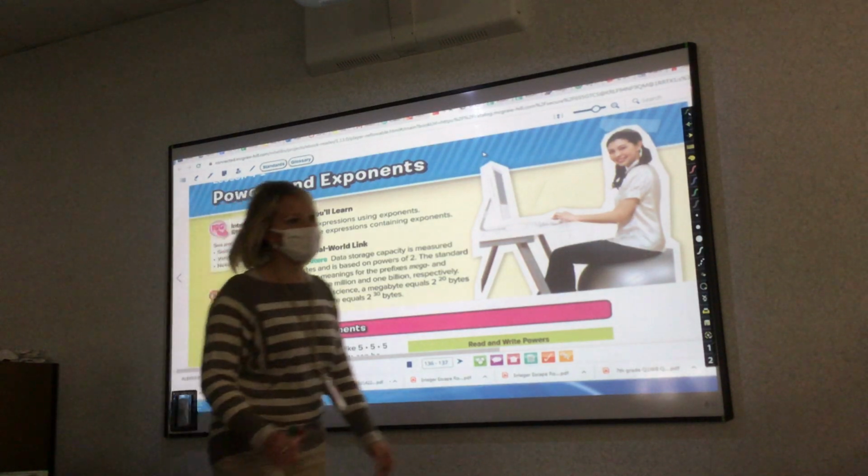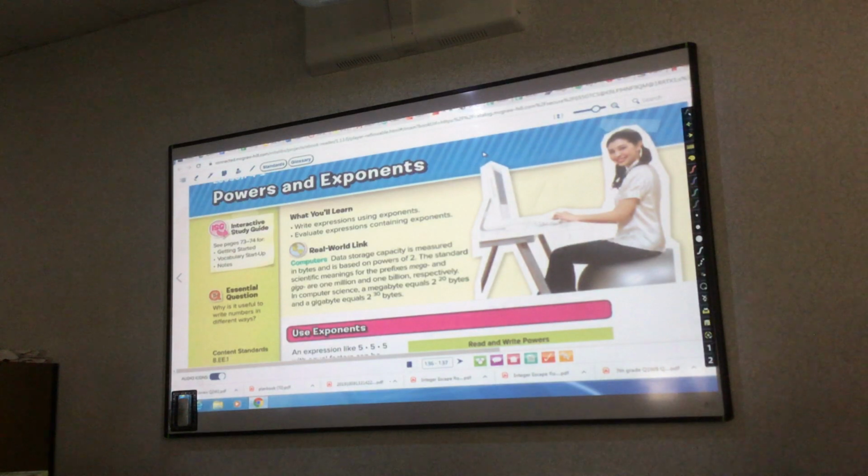Some terms that you need to know. There is a real world link to this. It does happen, we use it. It says data storage capacity is measured in bytes and is based on powers of 2. The standard scientific meaning for the prefix mega and giga are 1 million and 1 billion, respectively.